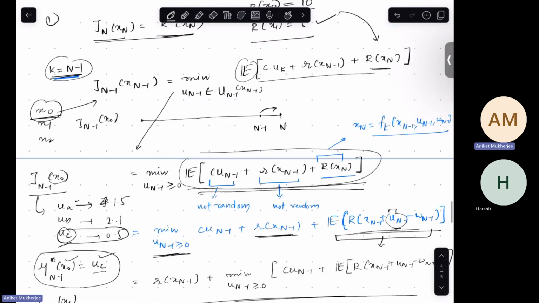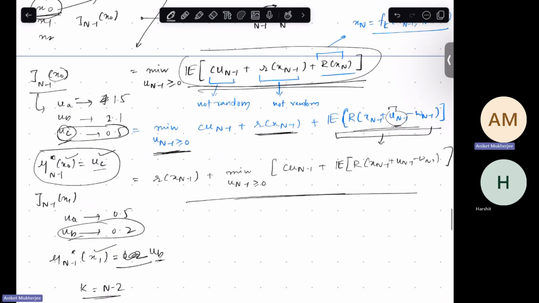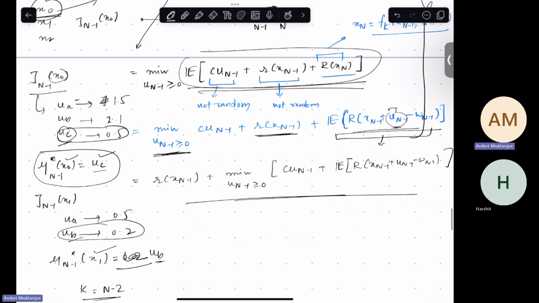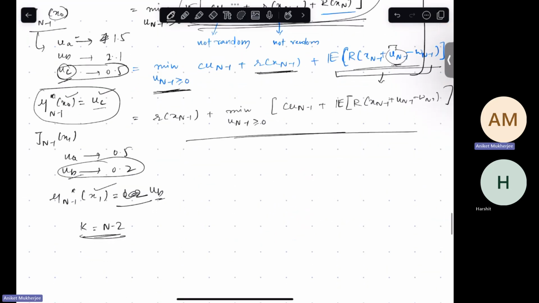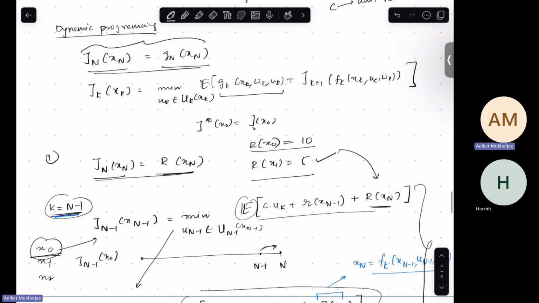Now similarly, you have to find for k equal to n minus 2. And you have to repeat this whole exercise that we have repeated here for k equal to n minus 2. And then similarly, you have to do it for k equal to n minus 3, and so on. And you have to go till k equal to 0. So this is dynamic programming, and this is how you write up the recursions in dynamic programming. So you solve one, and then you use that to solve the next, and then you use that to solve the next.